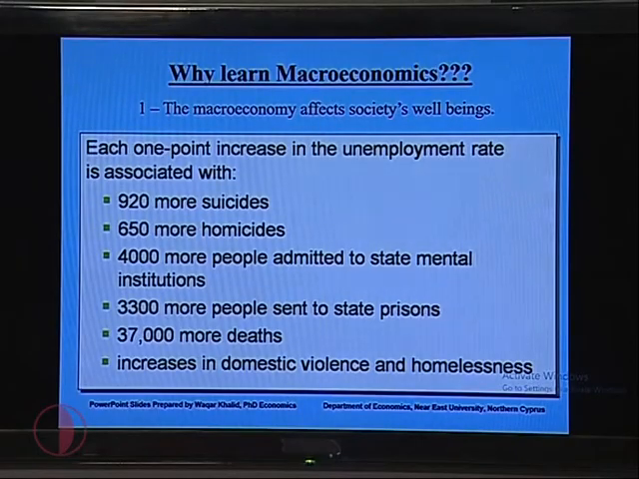Now, the question arises: why learn macroeconomics? What is the purpose of learning macroeconomics? The first and most important answer is that the macroeconomy affects society's well-being. The macroeconomy affects society's well-being.